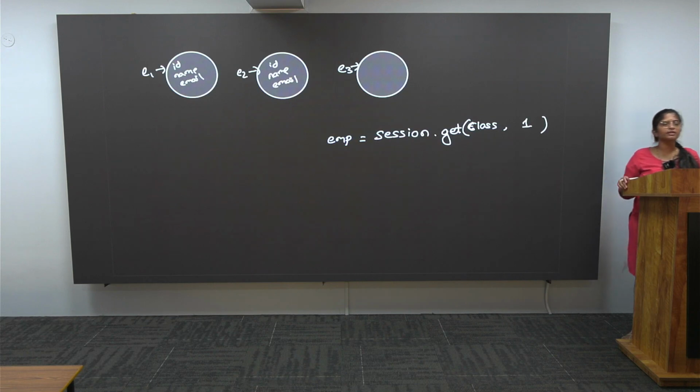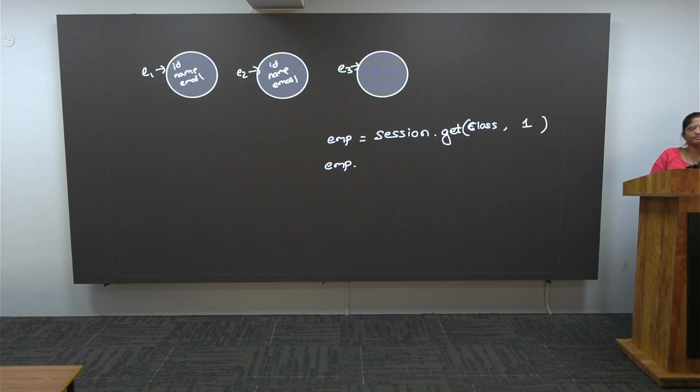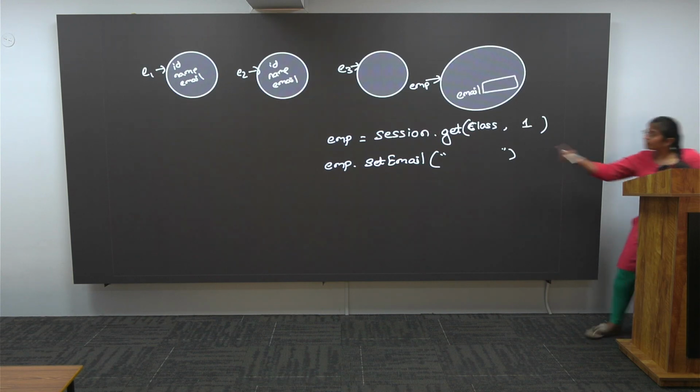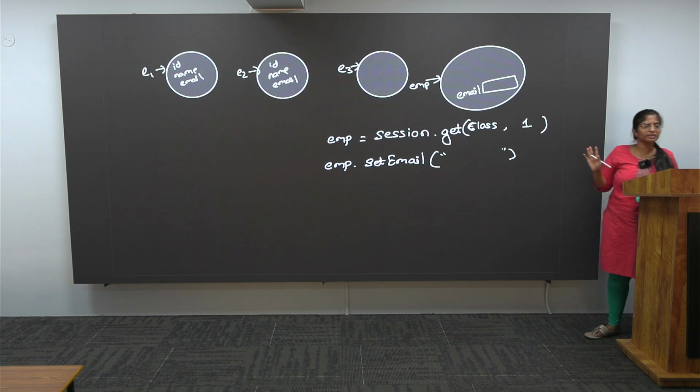Next, how can you change it? emp dot, in Java, object access you got it. Set email ID is available, correct or not? Now emp dot setEmail you will be calling, and you will pass the new email ID that you want to set. So the object that you have received, as emp, the email ID in it will get updated with this new email ID. I hope it is clear for everybody.